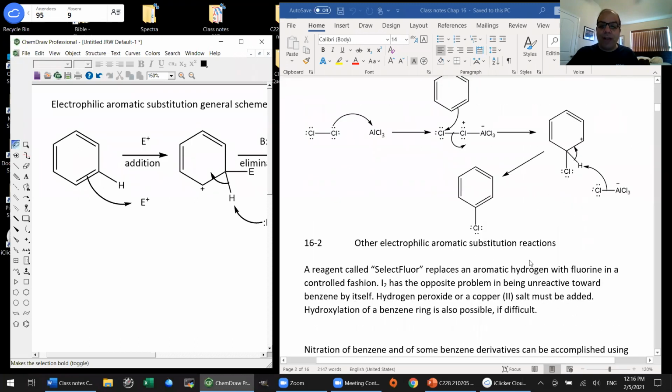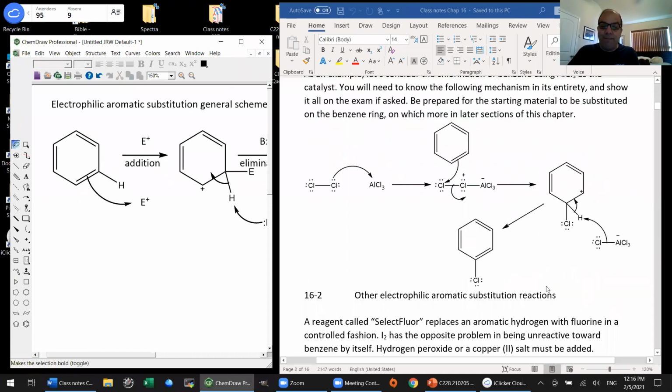Good, so I also have a little bit of information referring you to the book on fluorination and iodination of benzene. Those are somewhat more difficult, but chlorinating and brominating benzene rings is pretty easy. Good, so that's our first reaction, electrophilic aromatic halogenation. Any questions on that mechanism?